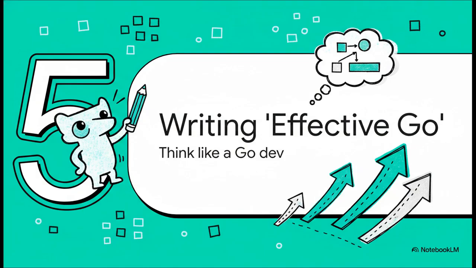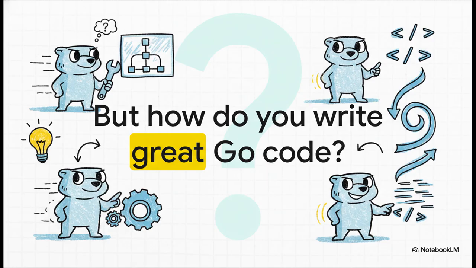Okay, section 5 is about writing effective Go. Because learning the syntax of a language is one thing, but writing clean, professional Go code, the kind of code other developers will actually thank you for, that requires a whole different way of thinking. Yeah, this is a big question, isn't it? How do you go from just making stuff work to writing truly great Go code? It's all about writing code that's idiomatic.